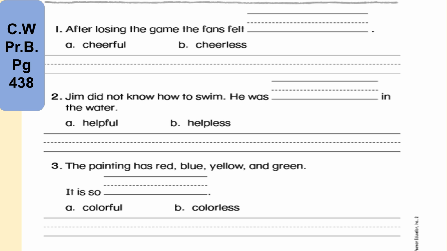Page number 438. In this exercise, kids, what are we going to do? We're going to complete each sentence with the suitable words. Let's read sentence number 1. Do you remember, kids, that we talked about something called suffixes? A group of letters that we added at the end of the words so it changes its meaning? Like full and less, for example. Let's remember together. Suffixes are a group of letters added at the end of the word. It changes its meaning.